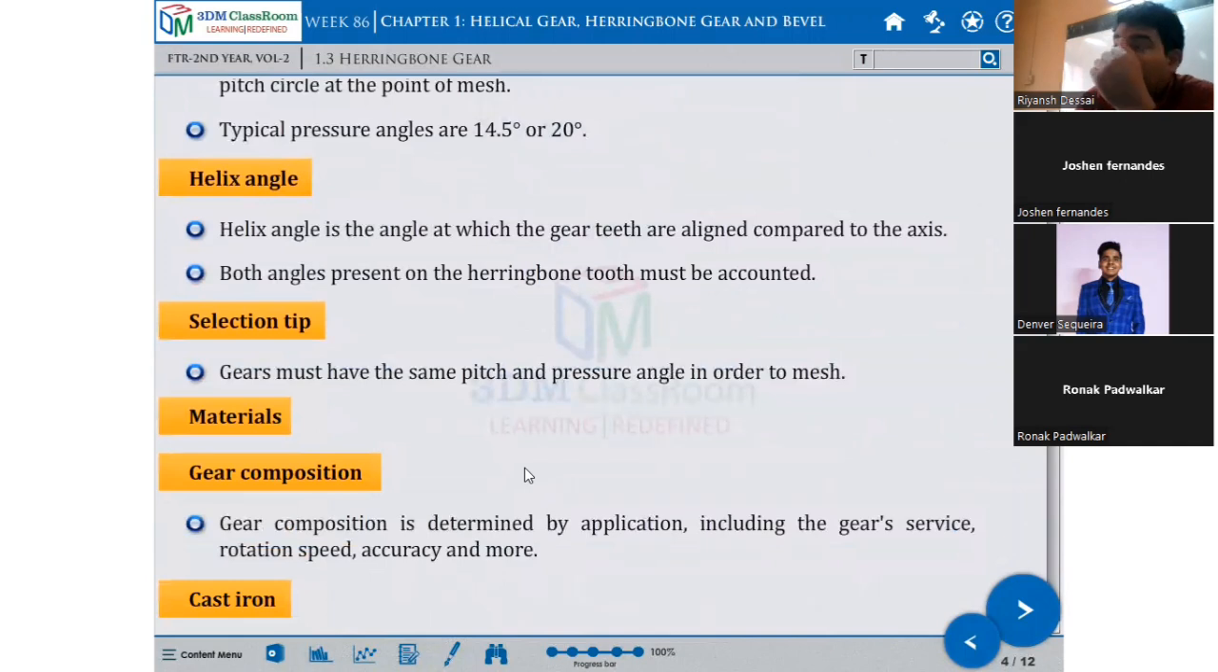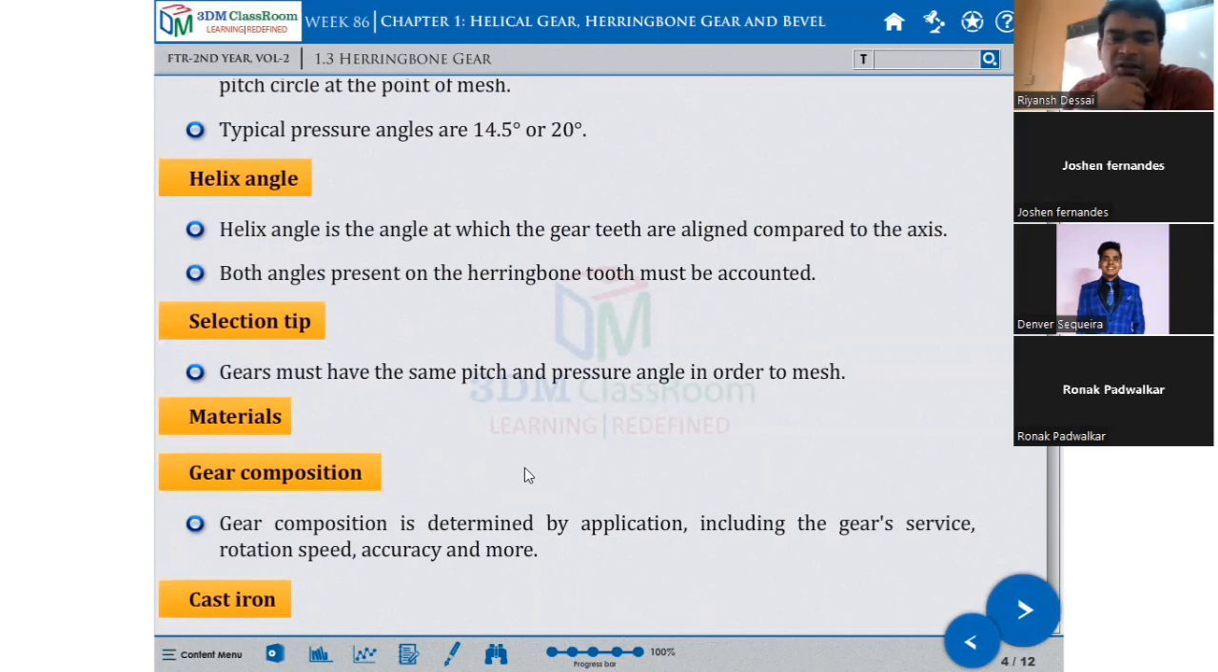Helix angle. Helix angle is the angle at which the gear teeth are aligned compared to the axis. The helix angle is the angle at which the gear teeth are aligned compared to the axis. Both angles present on the herringbone tooth must be counted.